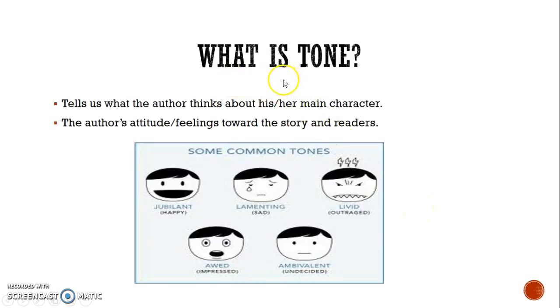What is tone? It tells us what the author thinks about his or her main character. The author's attitude, feelings toward the story or readers. Here are some of the common tones. Jubilant, limiting, livid, odd, ambivalent. These are some of the tones, how the author feels about the character.